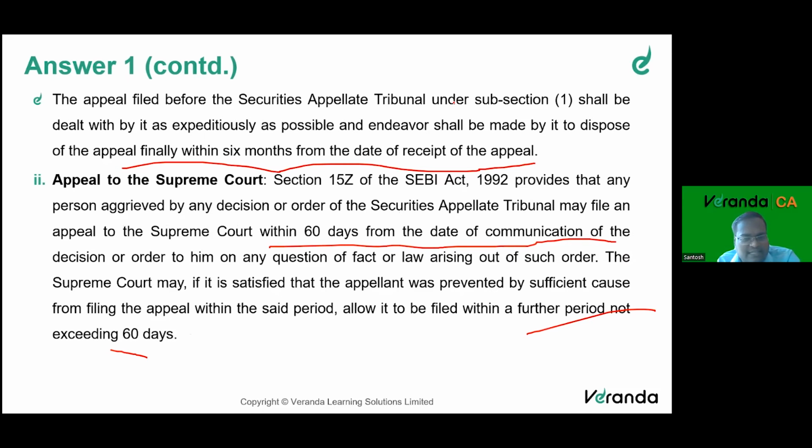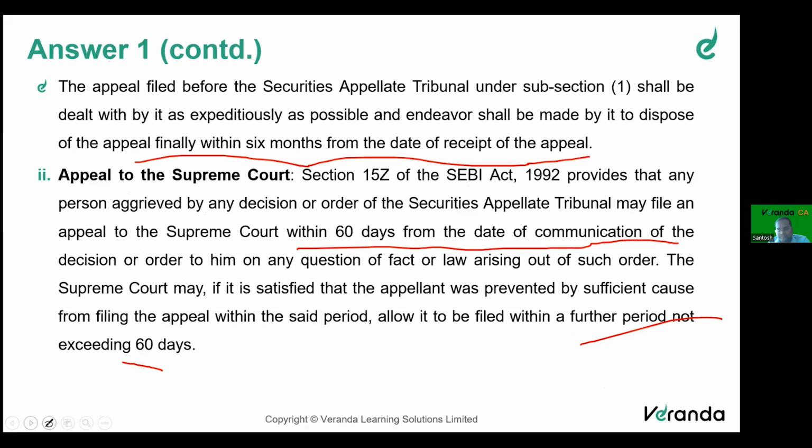Now, they have about 60 days time within which they can go to the Supreme Court. Supreme Court can further extend another 60 days. Overall period is only 120 days. Now, what does the SAT also have to do is, they have to close their cases expediently within 6 months of receiving the appeal. Going to question number 2.